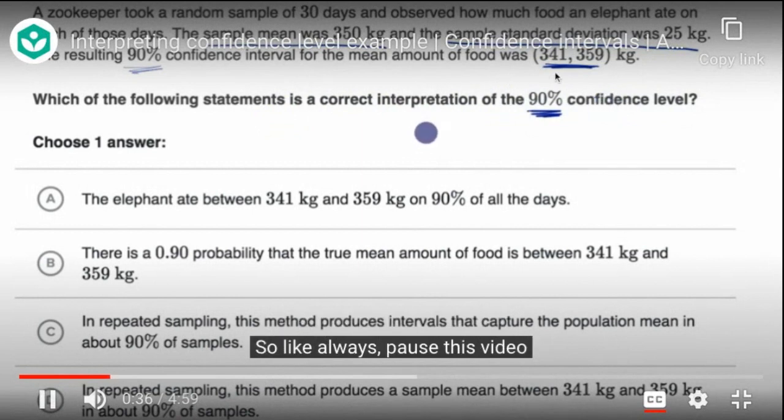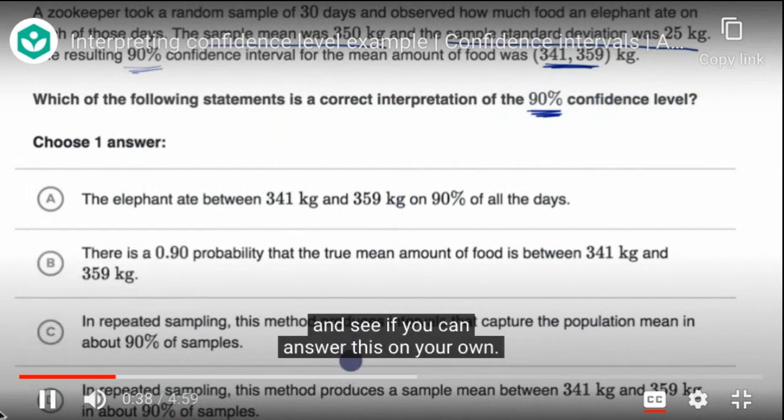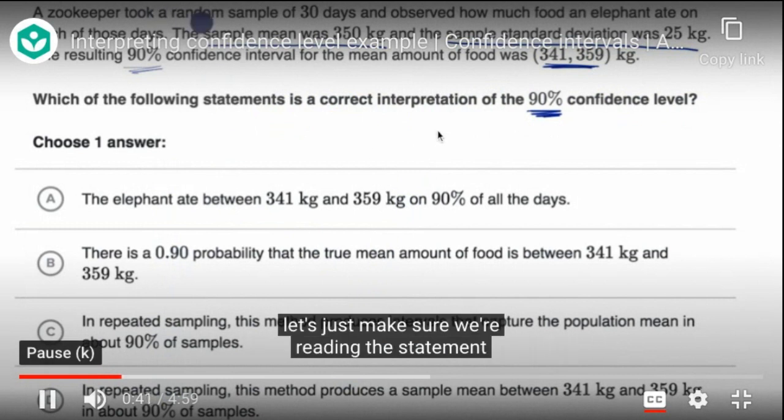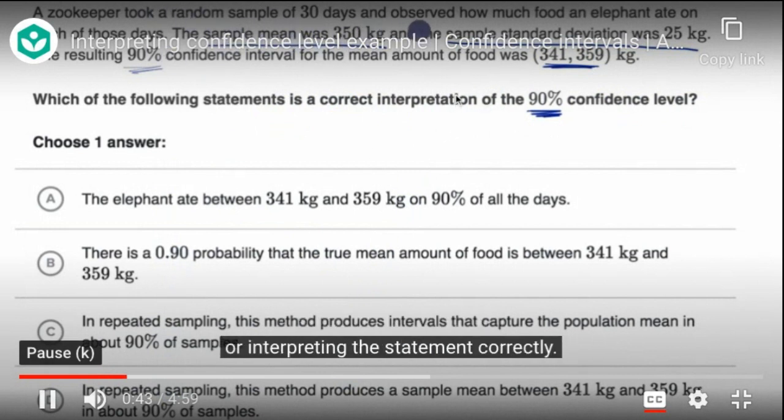Like always, pause this video and see if you can answer this on your own. So before we even look at these choices, let's just make sure we're reading the statement, or interpreting the statement, correctly. A zookeeper is trying.